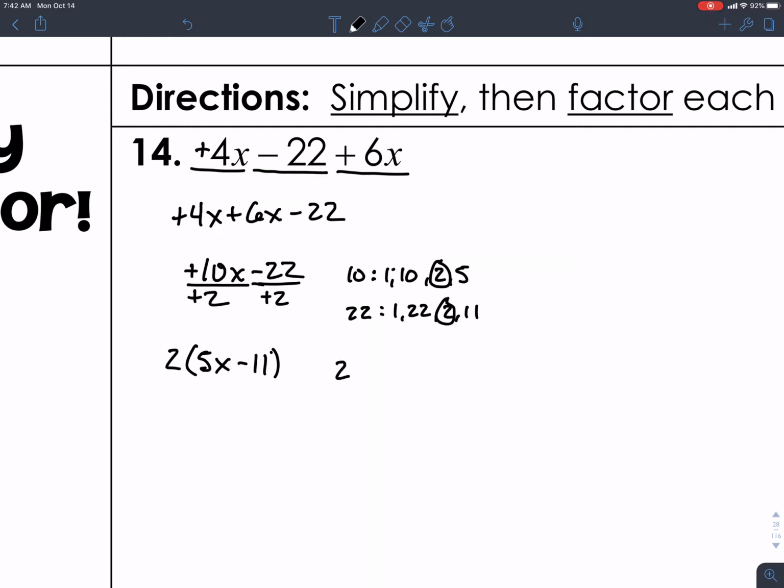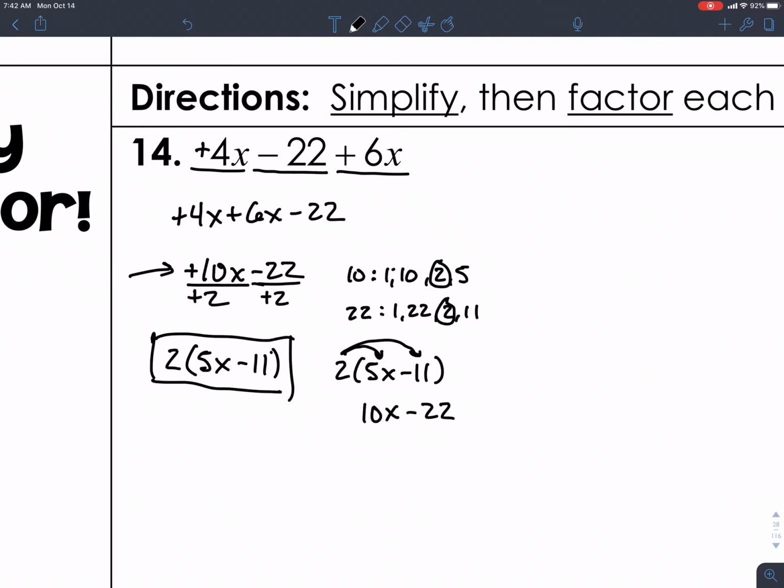Then I'm going to check it. 2 times 5, that's 10x. 2 times negative 11 is negative 22. Well, that is what we started with there. So this is a good answer. Okay.